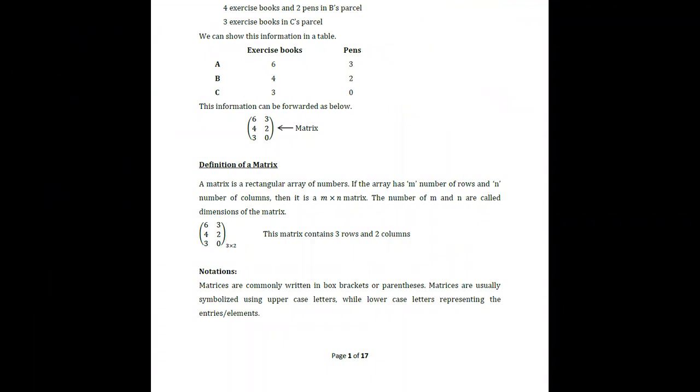Now we will see the notations of a matrix. Matrices are commonly written in box brackets or parentheses. What we have written so far is like that as well. If we are writing a matrix, we can write these numbers, 6, 3, 4, 2, 3, 0, inside the parentheses. Here it is 3 by 2. If I write this again, 6, 3, 4, 2, 3, 0, I can write it inside box brackets as well. Here it is also a 3 by 2 matrix.